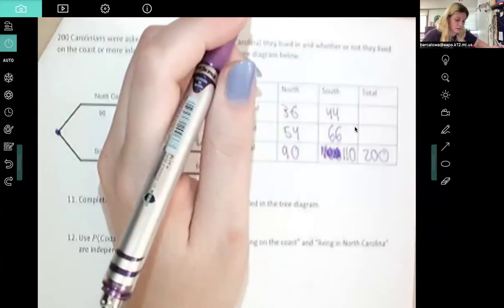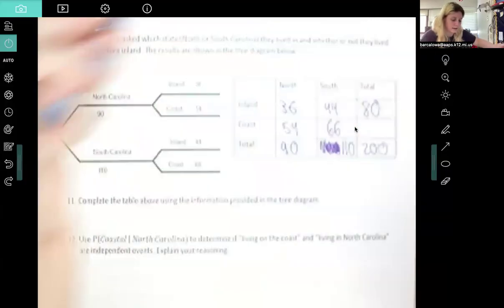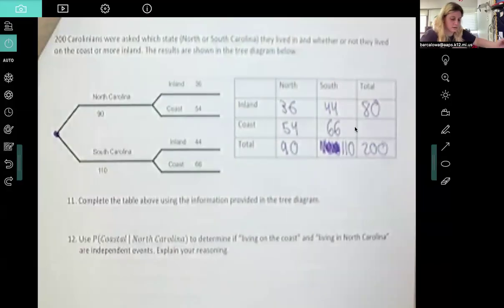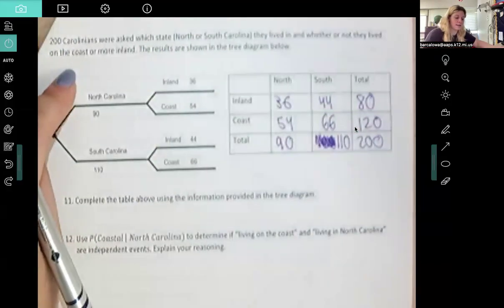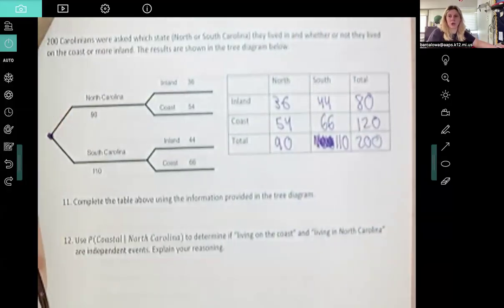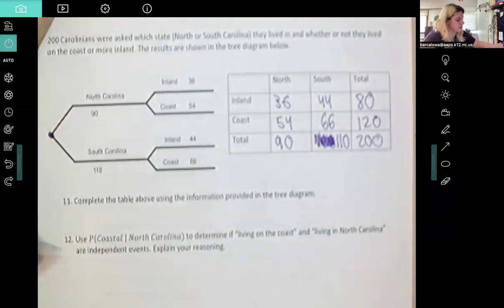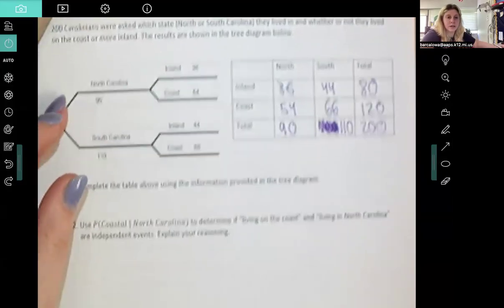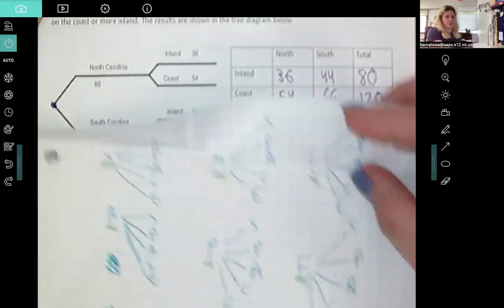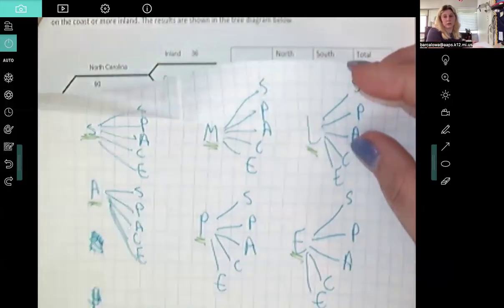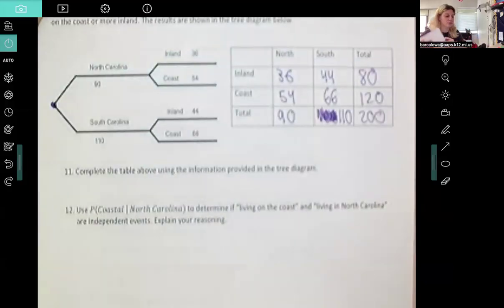Then we can just add across: 80 and 120. And again, I always check, yes, 80 plus 120 is 200, good. All right, complete the table, done. This is our tree diagram like we were doing earlier on that scrap paper, right? Mine just looks a whole lot uglier than this one.